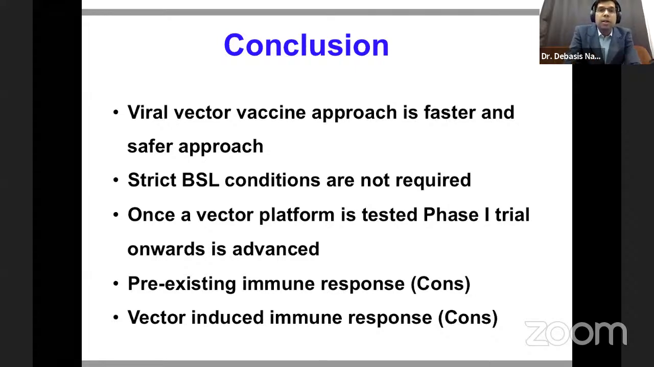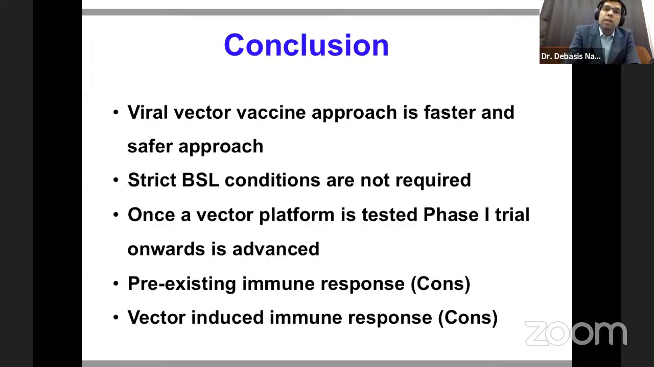So that is the advantage. Okay. So we know that the vector platform is tested for phase 1. For example, in the past, somebody produced the Ebola vaccine in the adenovirus platform. Now we are using coronavirus in the same platform. So that means the platform is tested.